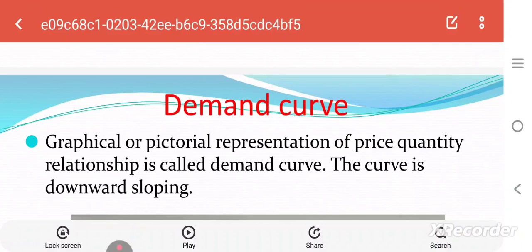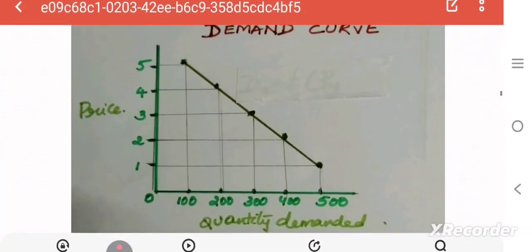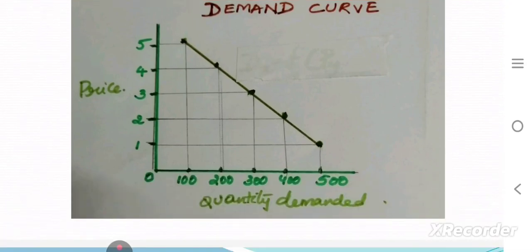Let us represent it in the form of a demand curve, which we have learned slopes from left to right, a negative slope, the same thing. Here on the y-axis we have written the price, and on the x-axis we have written the quantity. See, as the price is increasing, the quantity is decreasing. From left to right, it is a downward slope, a negative slope.